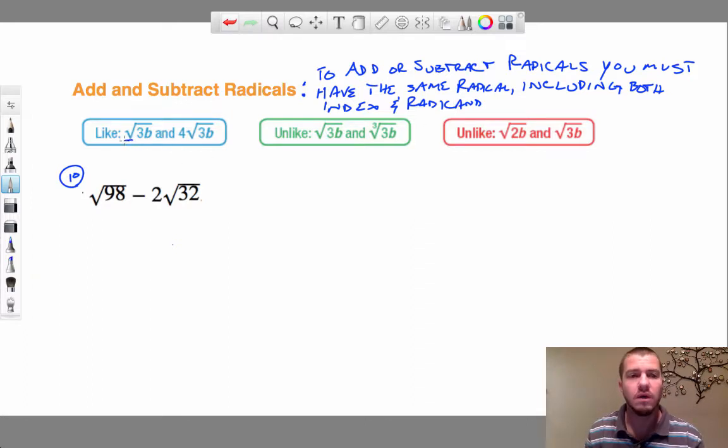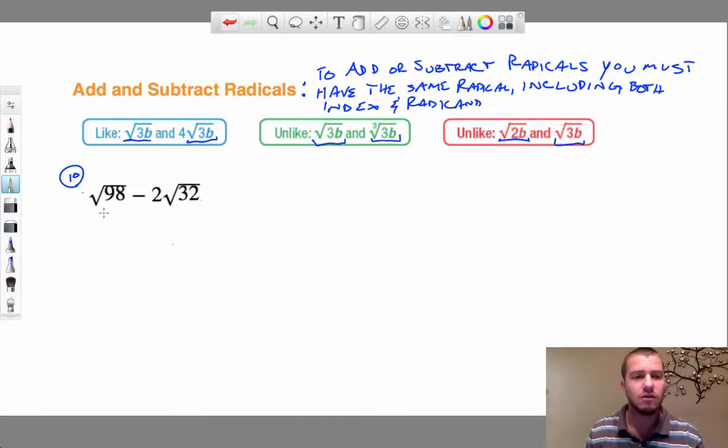So here, the square root of 3b and 4 square root of 3b, these are like radicals. Where here, this is the square root of 3b and this one is the cube root of 3b, these are not. And these are not alike either. They're both square roots, but one is 2b, the other one is 3b. The radicand, what's under the radical, has to be the exact same, and it has to be the same index or the same root. So something like this, it doesn't look like we can add or subtract them together, but you first need to simplify it to see if they simplify into the same radical.